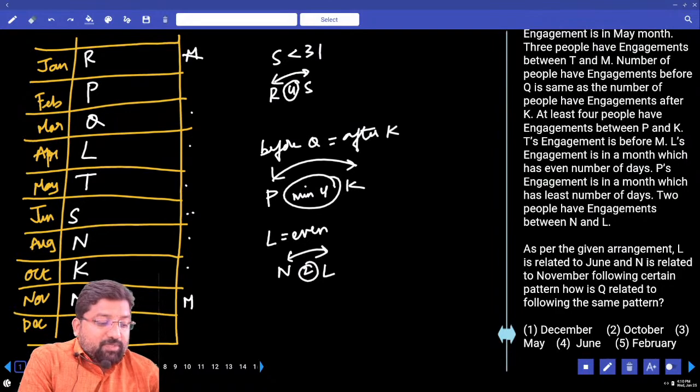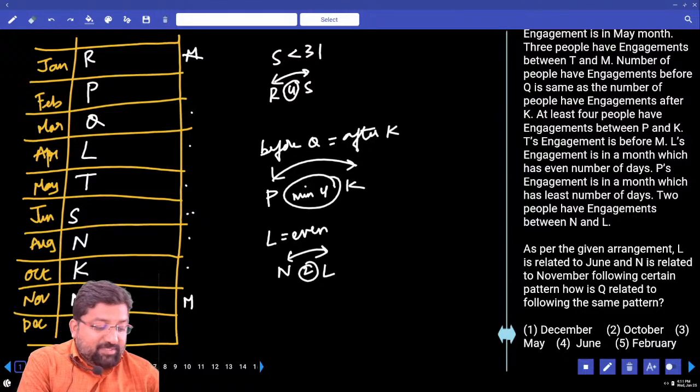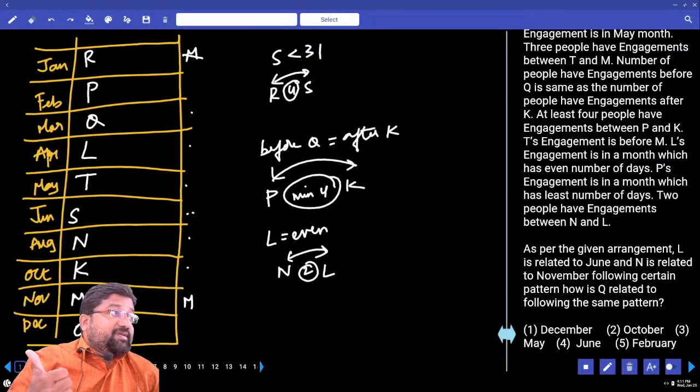Two places ahead of June is L. Next, November. Sorry, N is related to November. Two places ahead of November is N. N is related to November. How is November related to two places ahead? Do you understand?